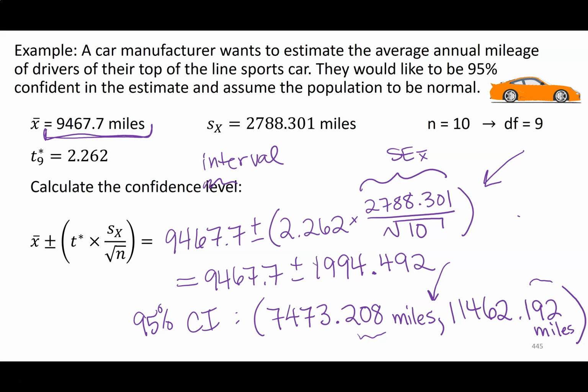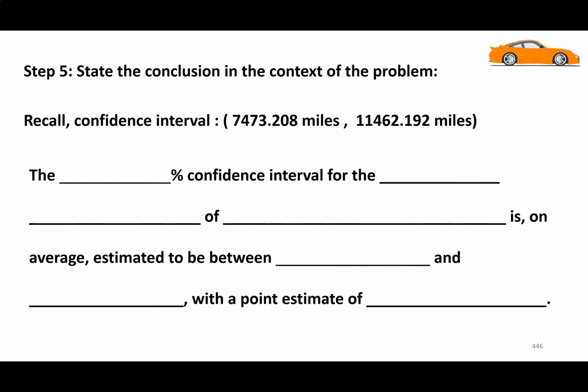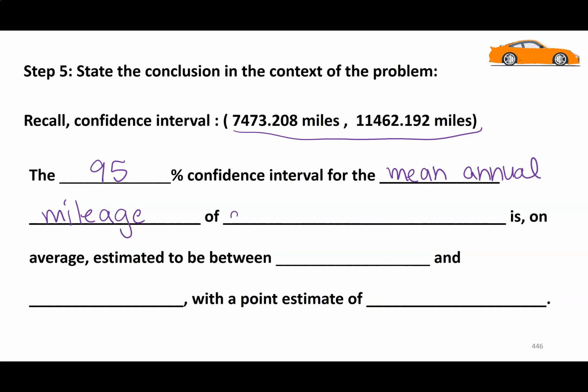So we're almost done. Now we have to put this all together in our 2-part write-up. So here's my interval. I find it useful to have. So that 2-part is, we have to fill in, the 95% confidence interval for the, and here we are looking at a mean. So the mean what? Annual mileage. And then of what population? So of all drivers of this car.